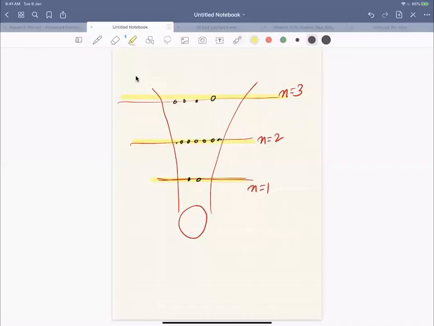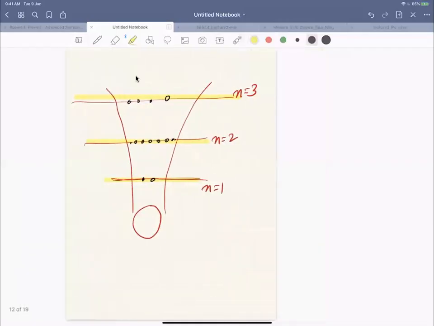Inside the atom is a confined system, so that's why the states are quantized. If you take this electron out of the atom, then the electron will be free. When the electron is free, it can have any energy.